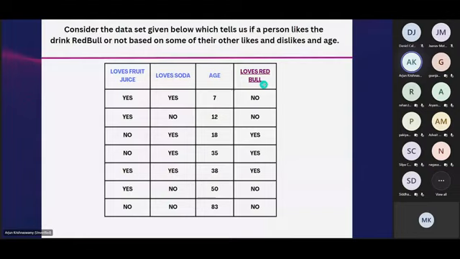Before we start building the tree, the very first question we need to ask ourselves is what should be at the top of the tree? That is, what should be the root node? Here we have multiple features, so we can choose any one of them to start off. We can either start off with loves fruit juice as the first feature or the first statement or the root node, or we can use loves soda or age. So let's look at how well loves fruit juice and loves soda predict if a person loves Red Bull or not.